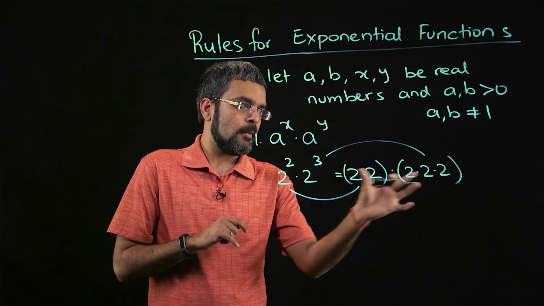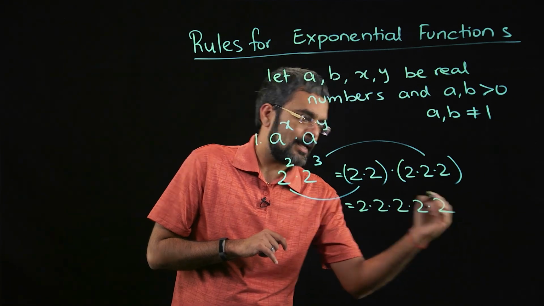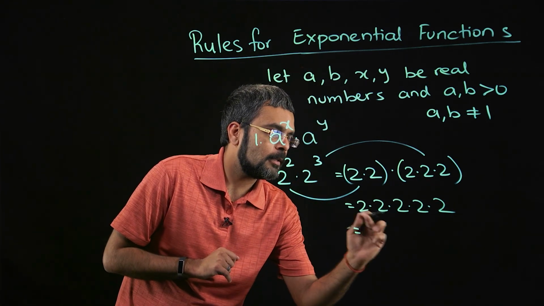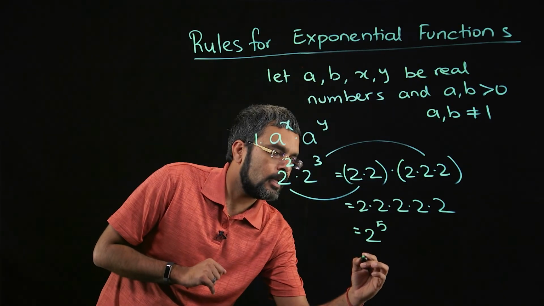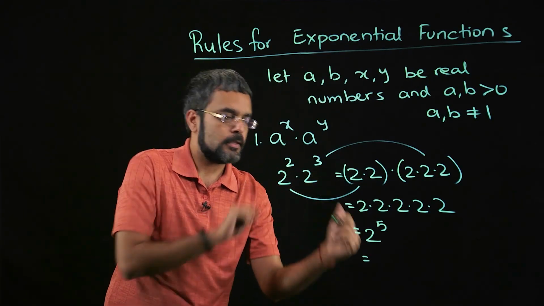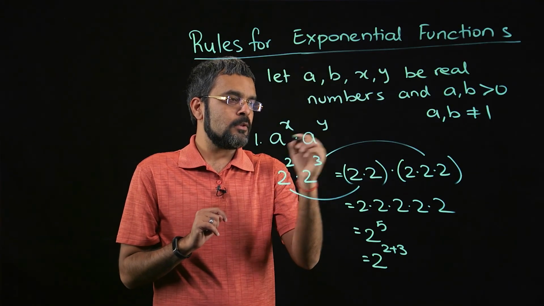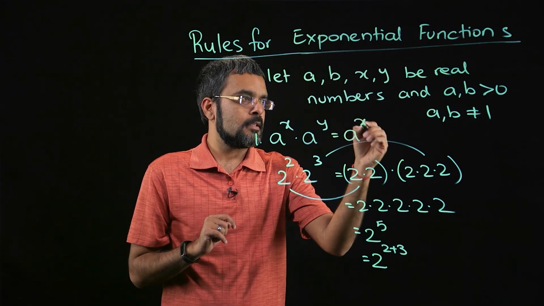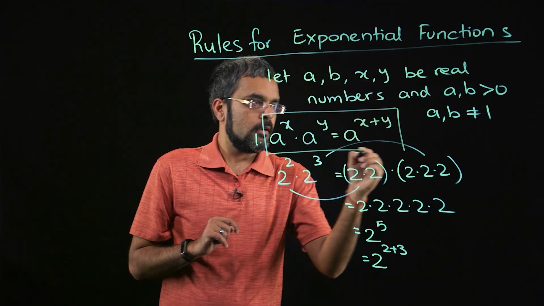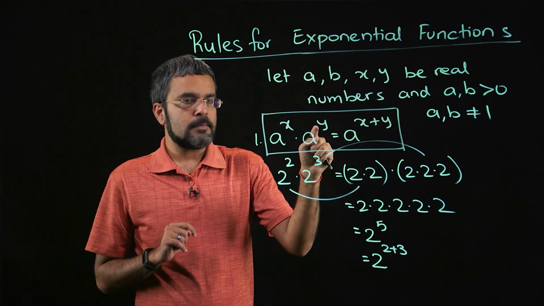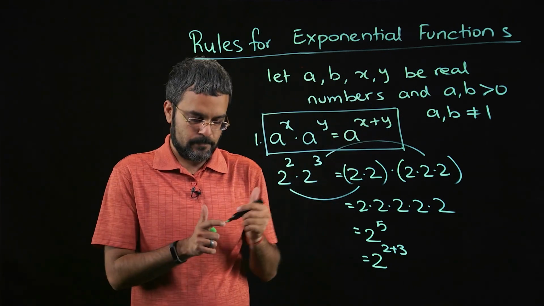So in total, how many 2's am I multiplying? I'm multiplying 5 2's, so I get 2 times 2 times 2 times 2 times 2, 5 times. And that would be nothing but multiplying 2 with itself 5 times, and so that becomes 2 to the 5. Or I could think about this as 5 is nothing but 3 plus 2, so 2 to the 2 plus 3. So in that sense, a to the x times a to the y is a to the x plus y. So that would be our first rule. Remember, you don't multiply the exponents, you add the exponents.